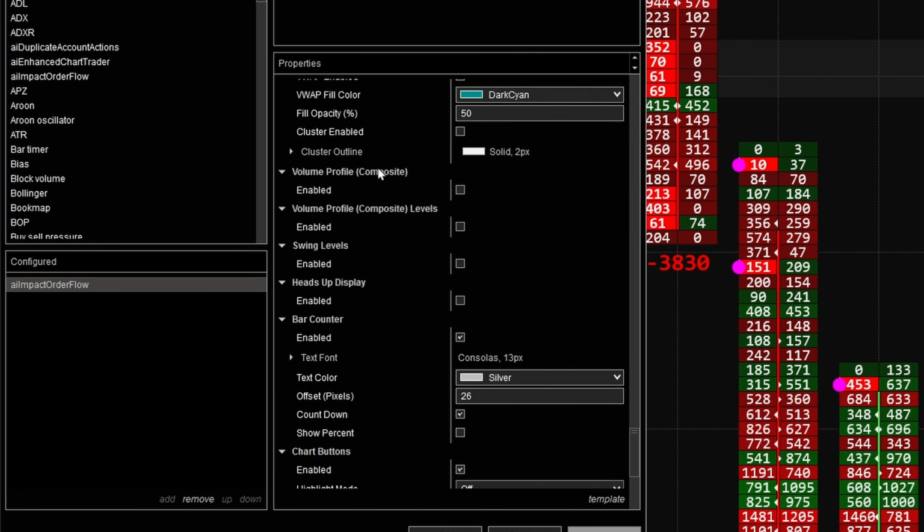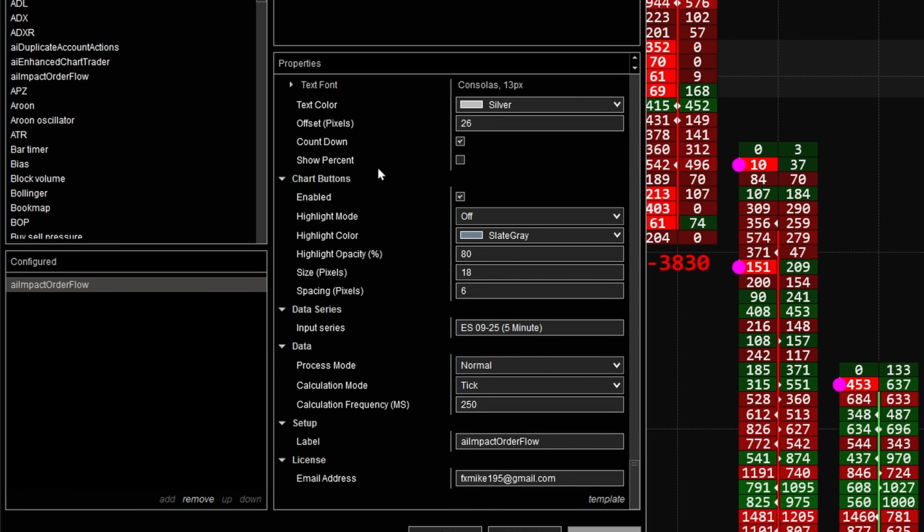I'm still scrolling. There's a lot within this indicator. I'm not covering it in this video. If you guys want to see me do a deep dive into all the settings, let me know in the comment section down below.